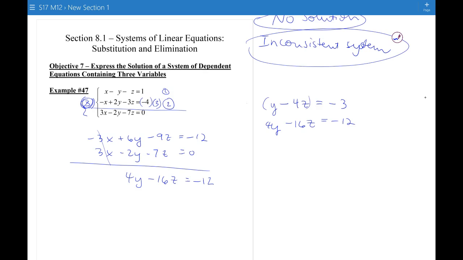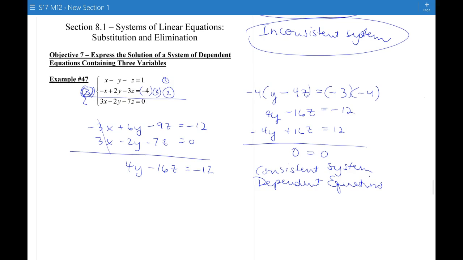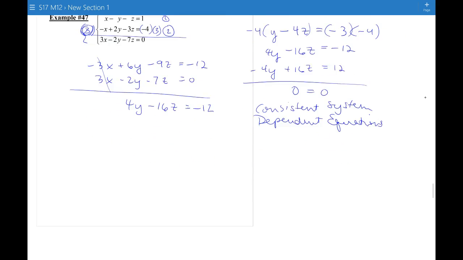So I'm going to multiply the first equation by negative 4 to get the y's to cancel. Negative 4y plus 16z equals 12. Well, now when I add, I get 0 equals 0. So you need to remember that this is a consistent system with dependent equations. And it's a little trickier how you write the solution set.